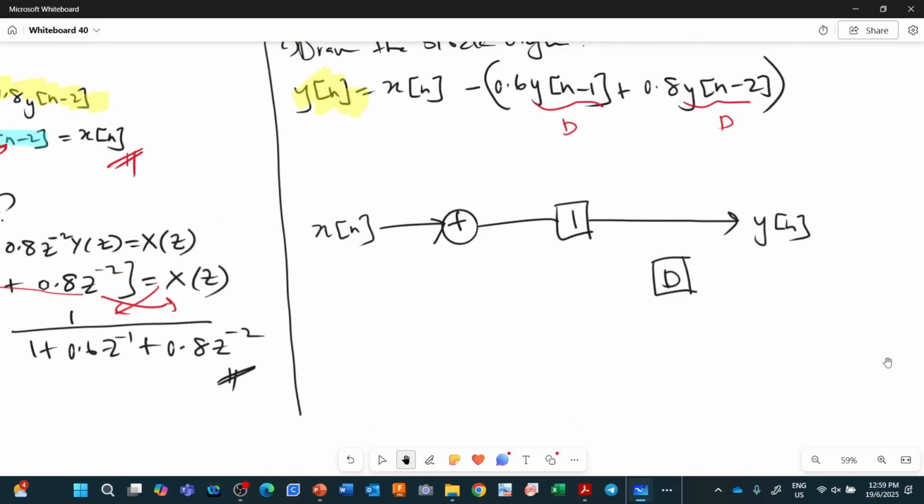Okay, delay, because you have two delays, n minus 1 and n minus 2, so the combination of these two delays becomes two delay blocks, D. And put another summation block over here. Now we are going to write this equation, 0.6 yn minus 1. So yn minus 1 is what? Y is over here, right? Go into the delay, then 0.6.